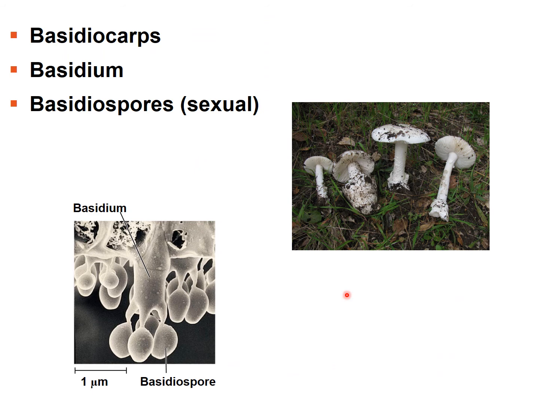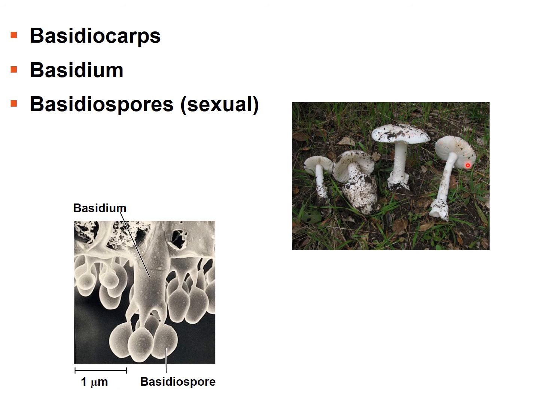Now, just like the Ascomycota, the Basidiomycota have several structures during their sexual life cycle. These structures include the basidiocarps, the basidium, and the basidiospores. The basidiocarp is the entire structure. This is the fruiting body. You would know it as the mushroom, but the technical term for it is the basidiocarp.